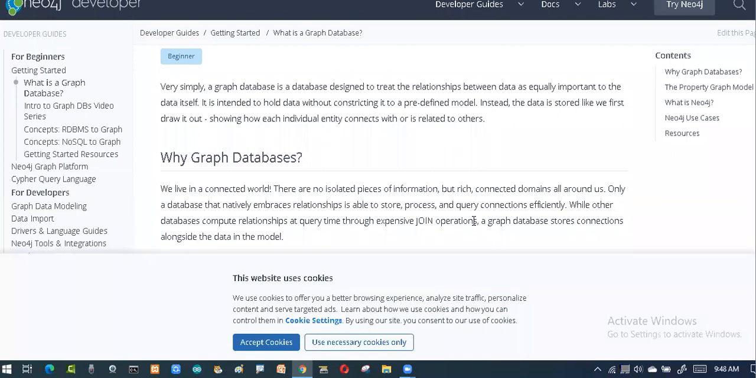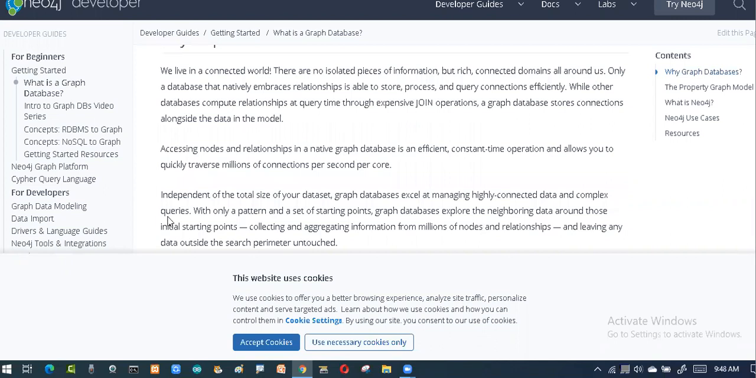Now, what is the usage of that? I can display that content in the form of graphs. That is what we call a graph database. It is like accessing nodes and relationships in a native database. It is independent of total size, and it can be easily managed with complex queries. A complex query is nothing but combining more than a single table, and I'm going to get a new table.